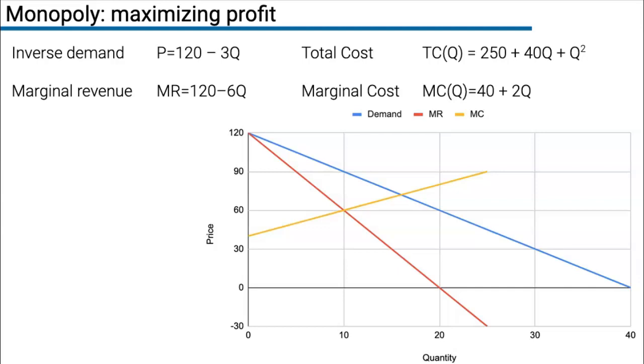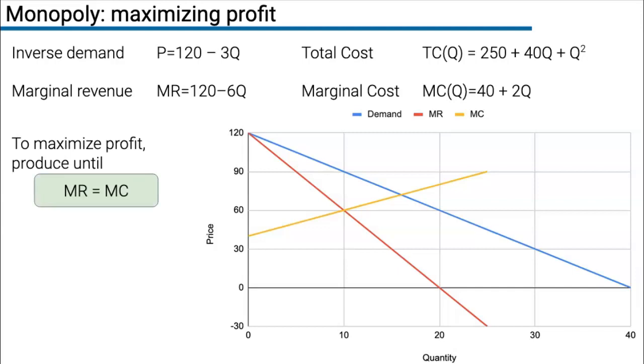Here we have a simple condition similar to those we used previously to determine the optimal output for a firm under perfect competition or to determine the optimal number of workers that a firm should hire. Basically, we need to compare the marginal revenue of producing each additional unit against its marginal cost of production. And you can see the marginal revenue lives on the red line. The marginal cost belongs on the yellow line.